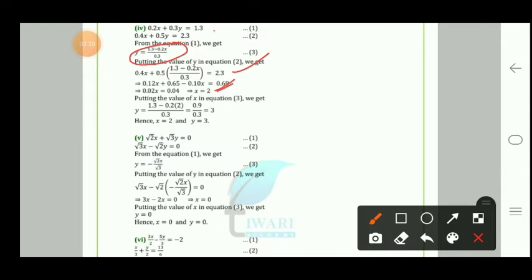Now putting the value x is equal to 2 in equation number 3, we get y is equal to (1.3 minus 0.2 into 2) over 0.3, which is equal to 0.9 over 0.3, which is equal to 3. So our answer is x equal to 2 and y is equal to 3.